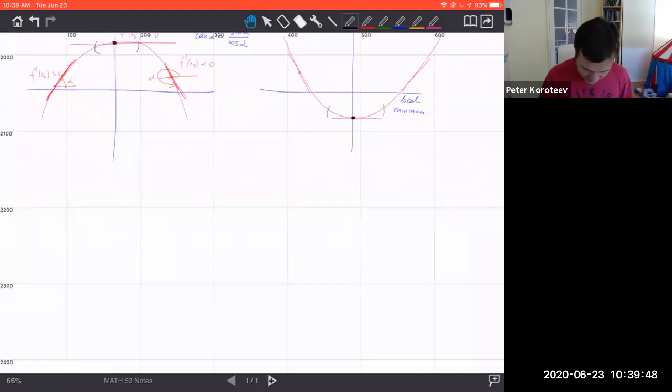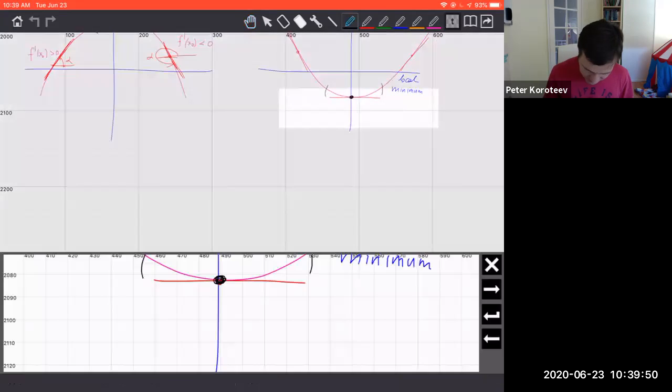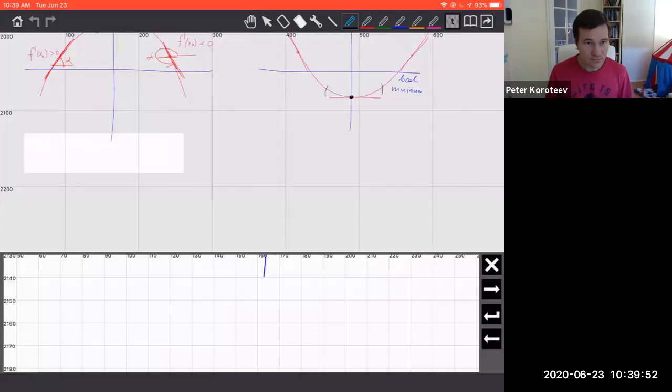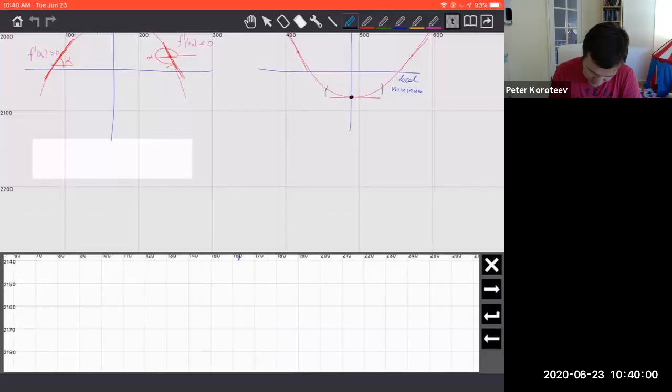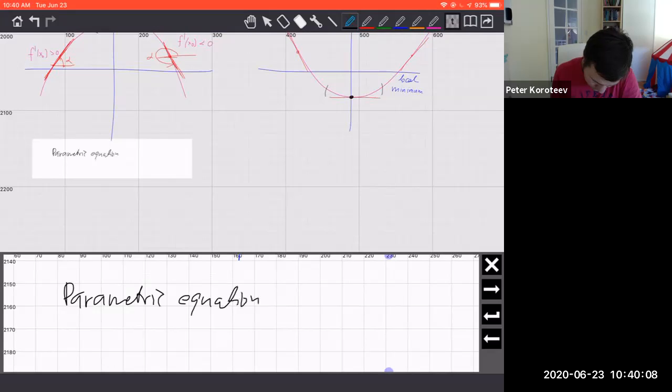Good. Okay. So now let's try to generalize the idea of tangents to parametric calculus. So let's get back to parametric equations and tangents.